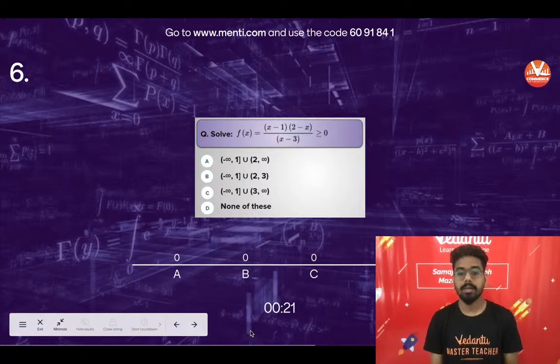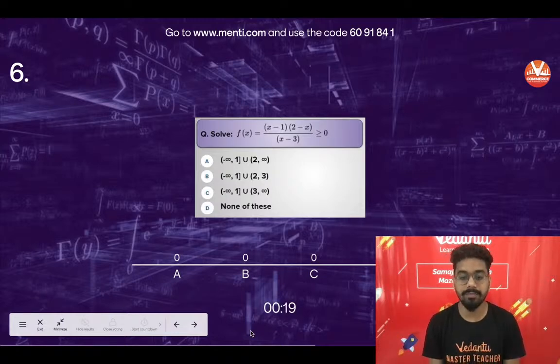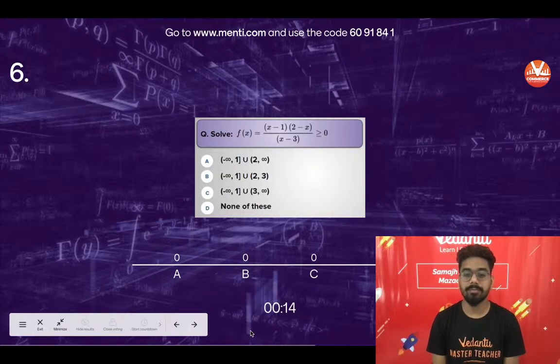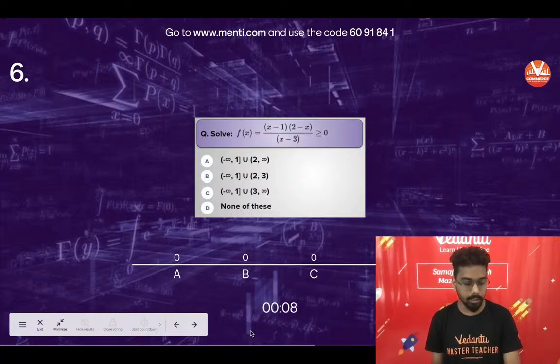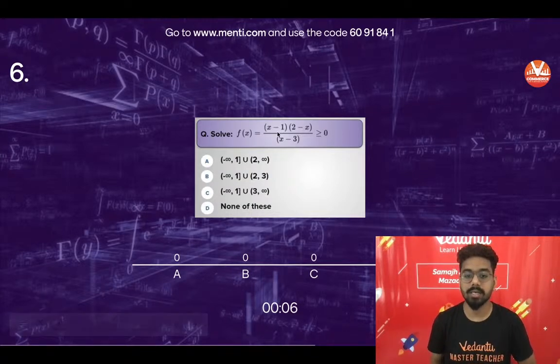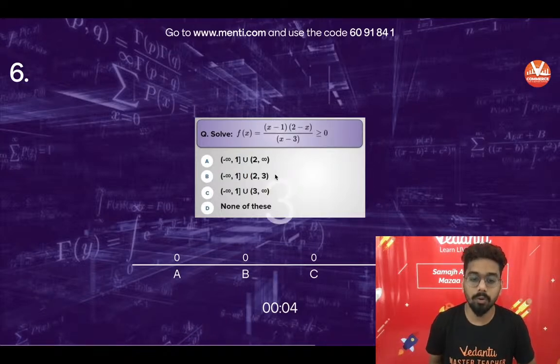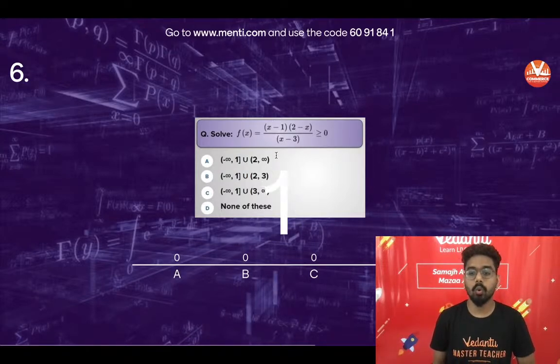Last 20 seconds left. Last 17, 16, 15, 14, 13, 12, 10, 8, 9, 7, 6, 5, 4, 3, 2, 1.